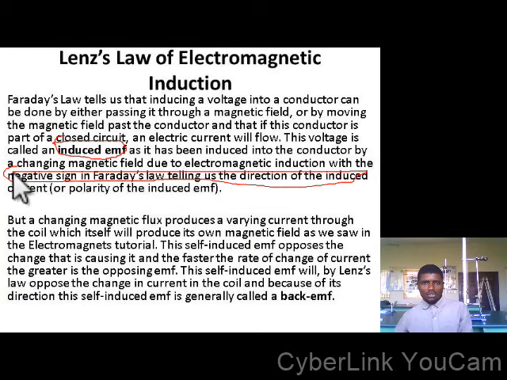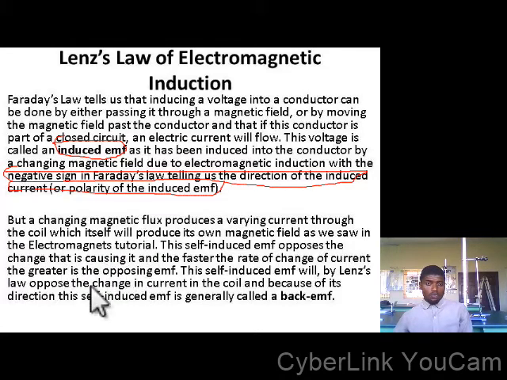telling us the direction of the induced current or polarity of the induced EMF. I explained the meaning of that negative sign. That negative sign tells us about Lenz's law. So let's look at that. A changing magnetic flux produces a varying current through the coil, which itself will produce its own magnetic field, as we saw in the electromagnet tutorial.